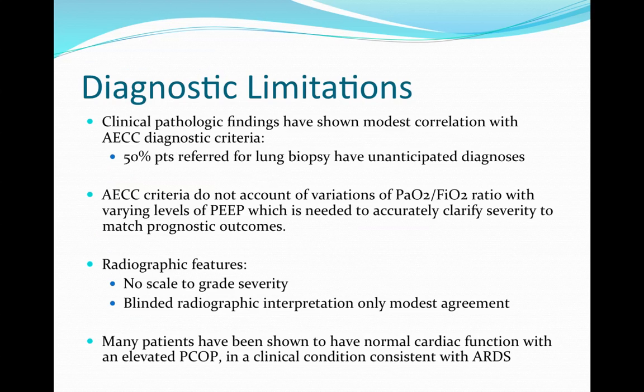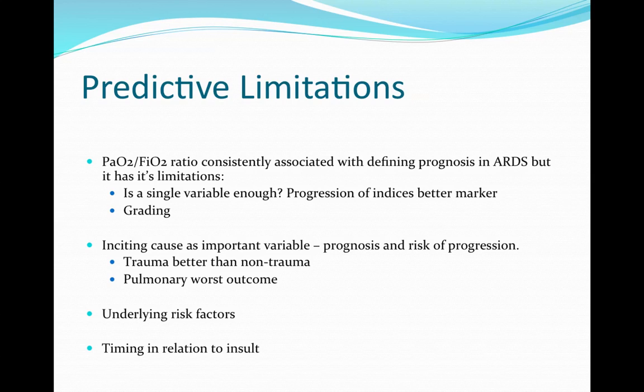Unfortunately, each area of the 1994 definition can be criticised and has led to diagnostic uncertainty in potentially up to 50% of patients. Importantly, it does not take into account how much positive end expiratory pressure a patient is on, and also radiographic and cardiac assessment has wide inter-observer variability. There are many predictive limitations to the definition.